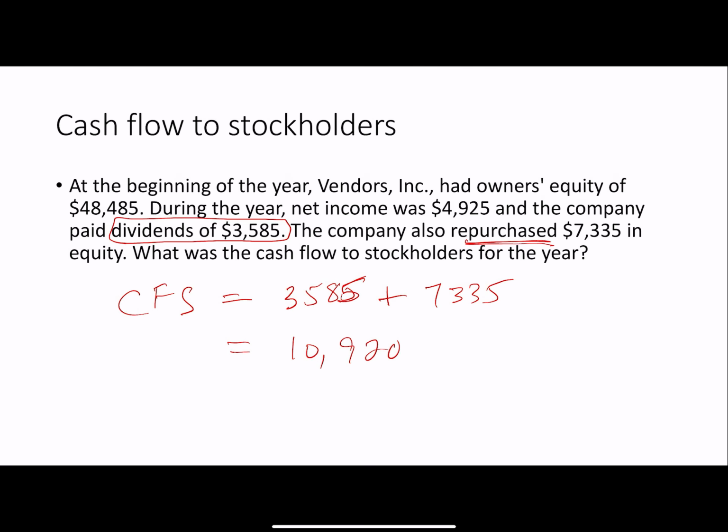So again, there are two components. One is the dividends. That is cash directly from the firm to stockholders. At the same time, we also have this repurchased stock, which is also cash flow from the firm to shareholders, though since the company is buying stock, it's a little less direct for shareholders than dividends would be. But the total cash flow to stockholders is $10,920.